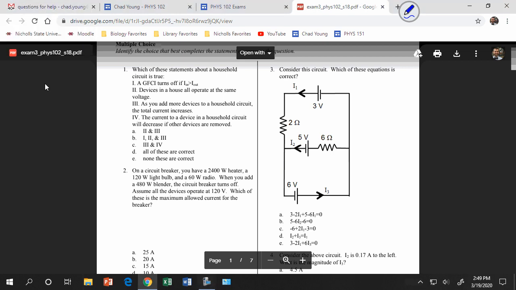Okay, so I'm going to work through a bunch of different problems. First thing I want to look at is these multi-loop circuits. So let's look at this as a Spring 18 exam number 3. Exam number 3 from Spring 18. So let's first consider the circuit. Which of these equations is correct?